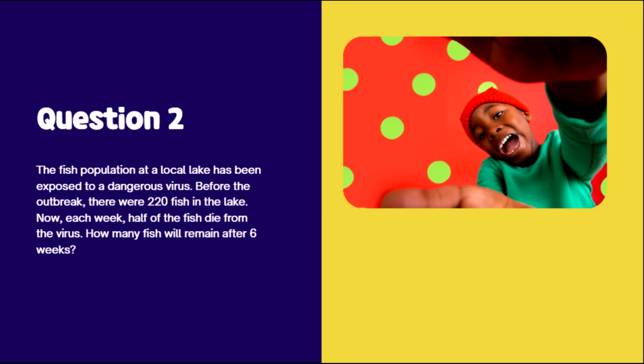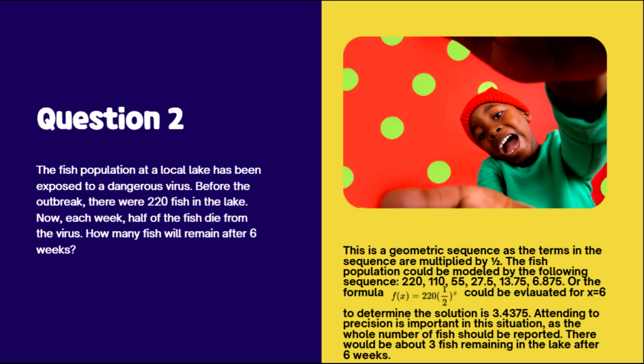The fish population at a local lake has been exposed to a dangerous virus. Before the outbreak, there were 220 fish in the lake. Now each week, half of the fish die from the virus. How many fish will remain after 6 weeks? Pause it, figure it out, come back. This is a geometric sequence as the terms in the sequence are multiplied by 1/2.